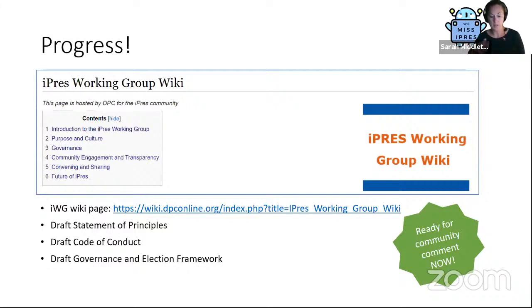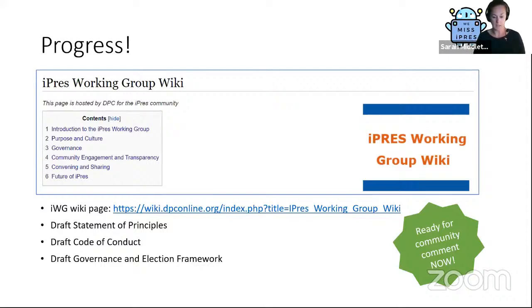So the statement of principles is overarching and refers to the whole of the community in the conferences. The code of conduct draws from groundwork laid at iPRES 2018 in Boston and picked up and such as Australasia Preserves and the DPC. And the governance and election framework provides an outline process for moving towards a governing body which reflects the whole of the community, as we've been talking about.